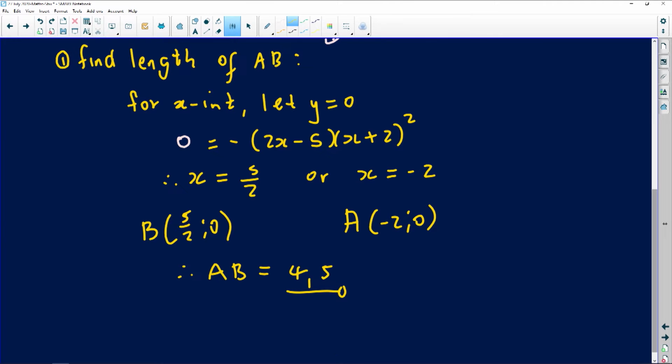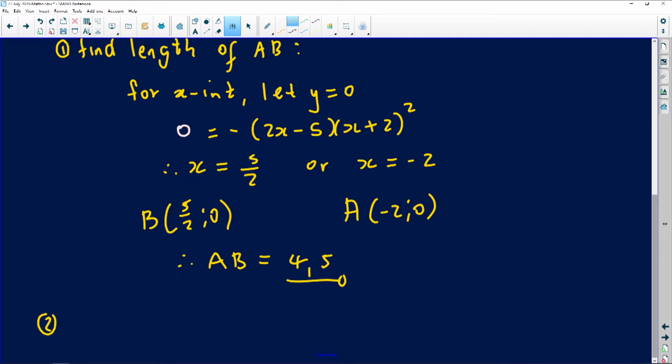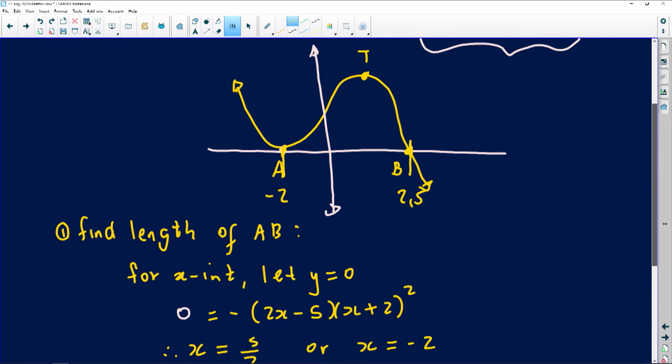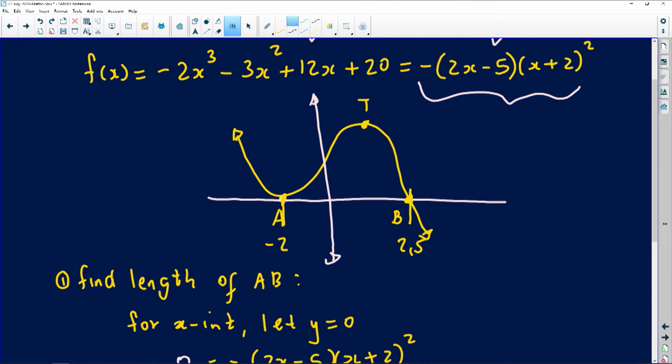The follow-up question, which is the second question, is also asking for something interesting. It says find the x coordinates of T. Find the x value at point T. Right. So now let's go and find out what this T is and what is going on with point T. Now, if you look there, you'll notice that point T, in fact, we were even informed in the question that point T is a turning point, right?